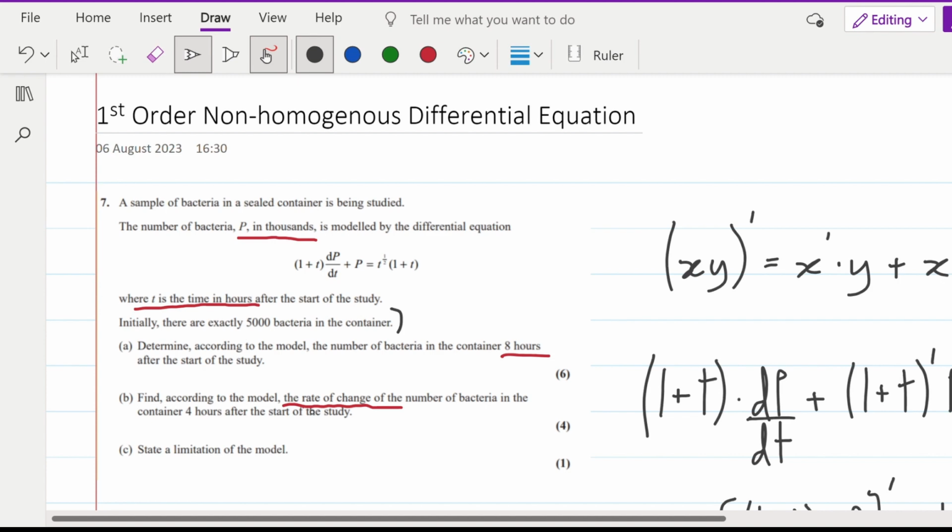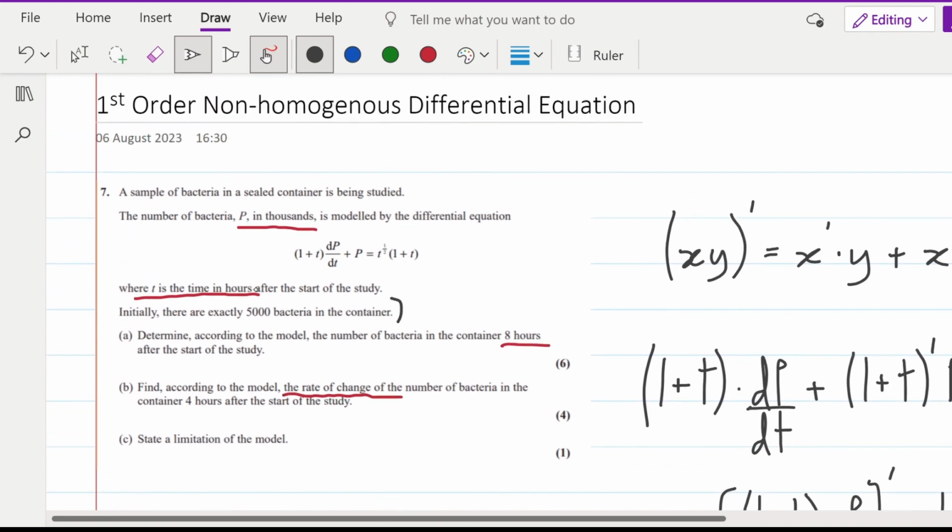And if it's not one of those, it might be something else which is more specific to the context of the question. And that is pretty much how you solve this style of first order non-homogeneous differential equation.